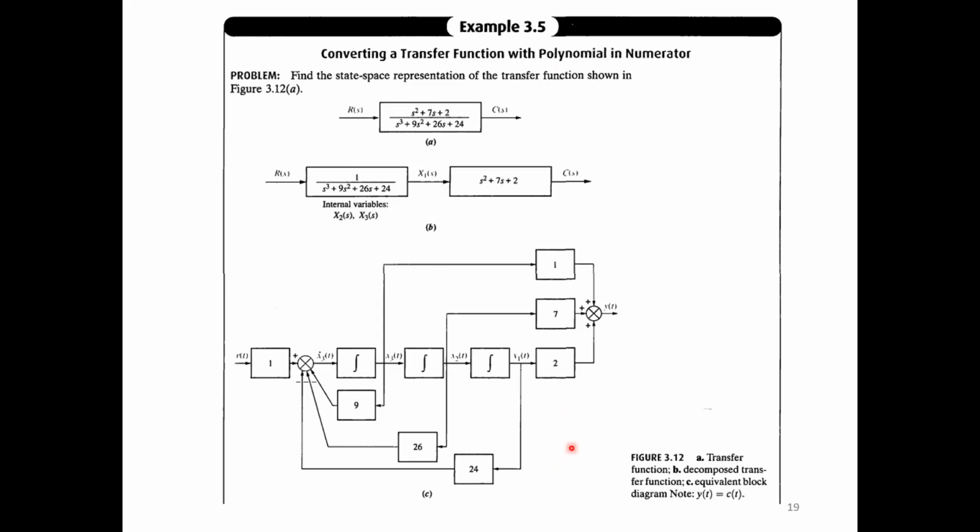Okay, same thing would happen here. Let me write for you. Let's say, yeah, okay, I'm going to show you. X1 by R is equal to 1 over s cube plus 9s square plus 26s plus 24.